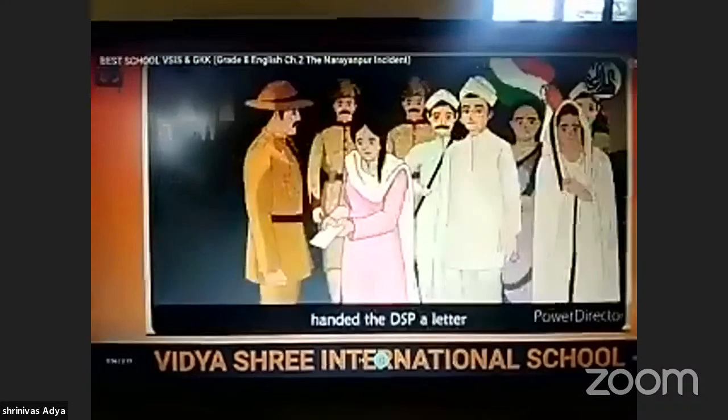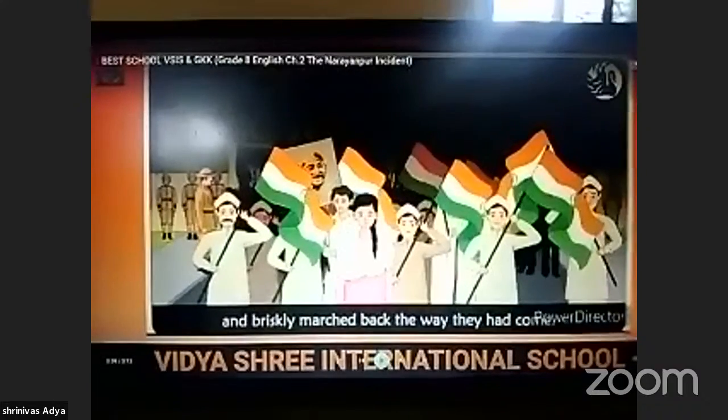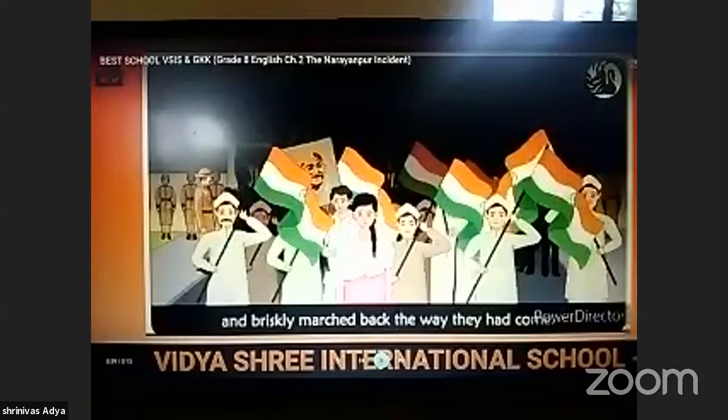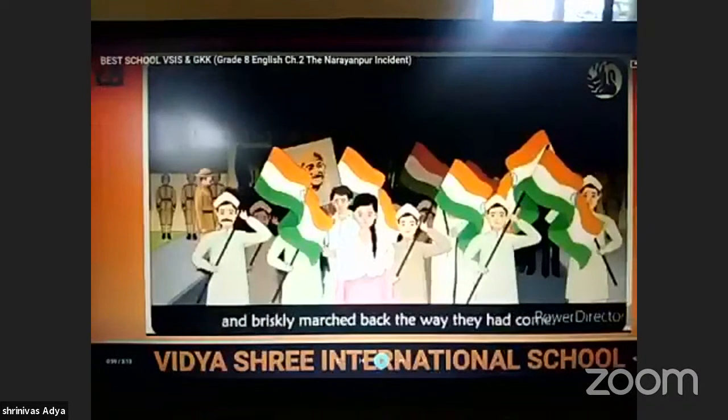Let us see now. Keep looking at the screen. The DSP took a letter and briskly marched back. Tell me how the procession ended. By the DSP's letter. One of the students, this girl who was also part of this procession, gave one letter to the DSP and they started walking back. So this was the march that was led by Mohan and his friends.